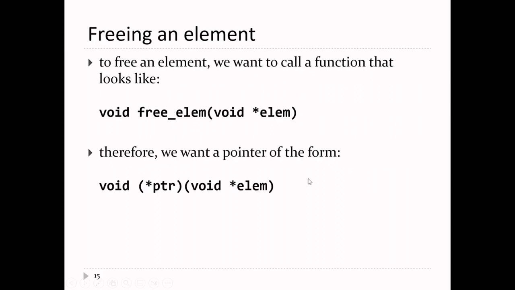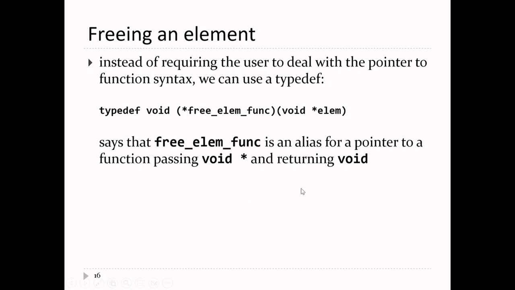To free an element, we want to call a function that looks like this. So free_elem frees the element that's pointed at by this pointer here. What does that mean? I need a pointer that looks like void and void star here. So again, you can typedef that. I can make a typedef free_elemfunc that is a pointer to a function that returns void and takes in a pointer to void.